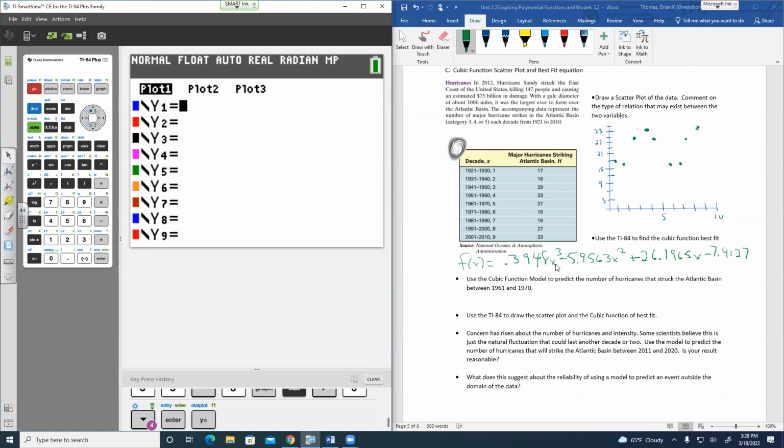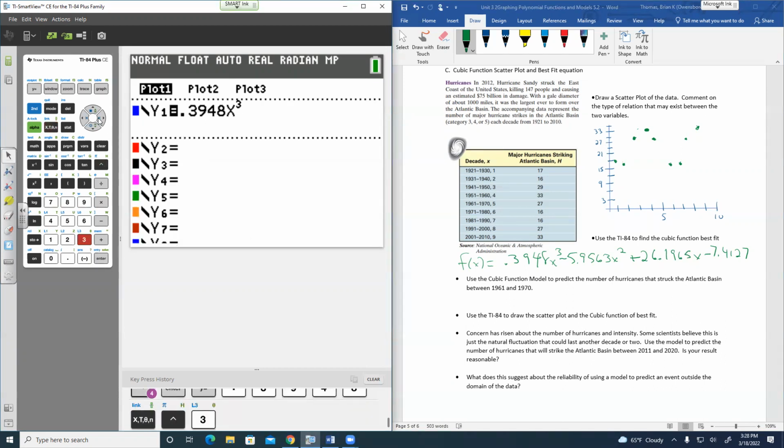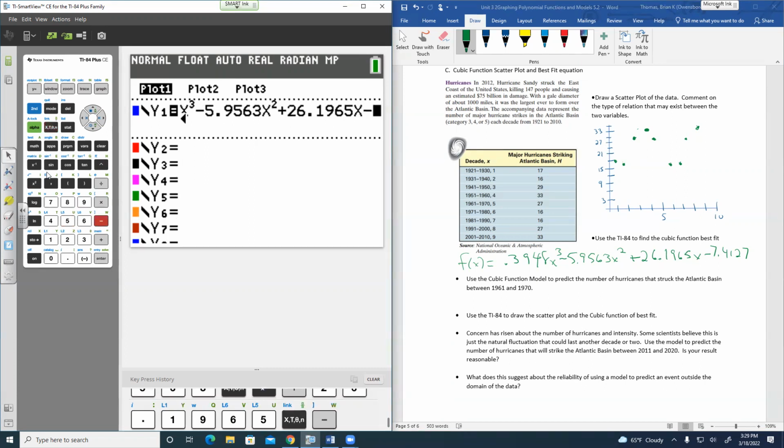So what I need to do is put a 5 into this equation. So I'm going to go ahead and put that equation into my calculator. 0.3948 x to the third power minus 5.9563 x squared plus 26 point x minus 7.4127.